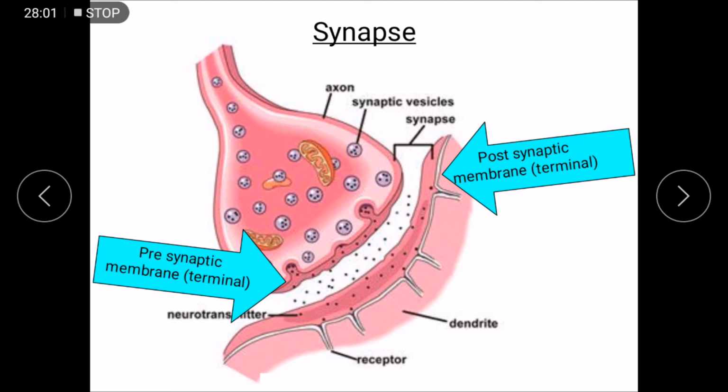For synapse, actually this is the cleft. Cleft means it's a gap. At the axon terminal here, this is the membrane. The membrane we call the presynaptic membrane at the terminal. So the impulse comes from here.